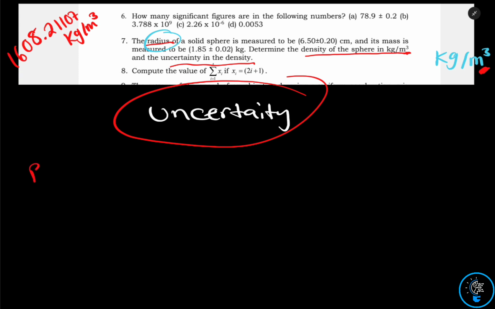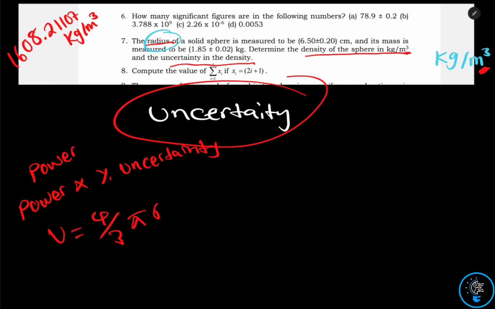If you have a formula that has a power in it, we say power times percentage uncertainty. Now what I mean by this is that if you have a power like this one, to find the uncertainty in volume, you are going to ignore the constant. So in this particular formula, this part is considered as a constant. It's dimensionless. So this part is considered as a constant.